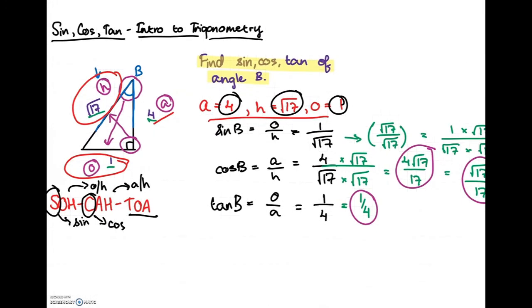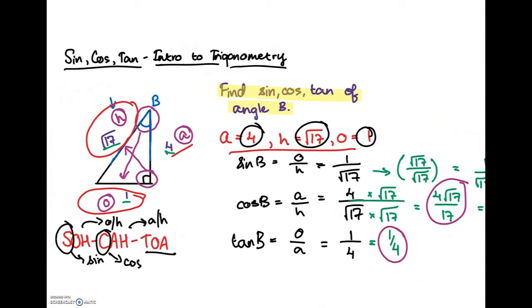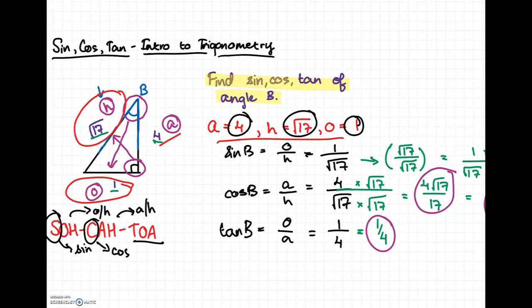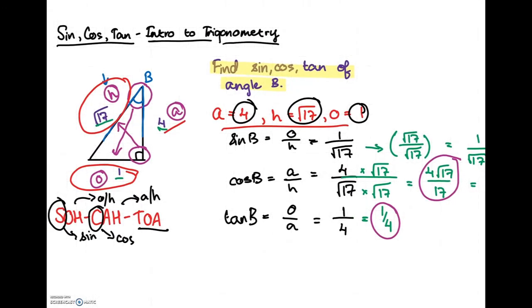So this is how you find sine, cosine, and tangent of a given triangle. Even if the angles change, it still remains the same, so you're still going to use the same steps that I applied. You're just going to find the opposite of that angle instead.